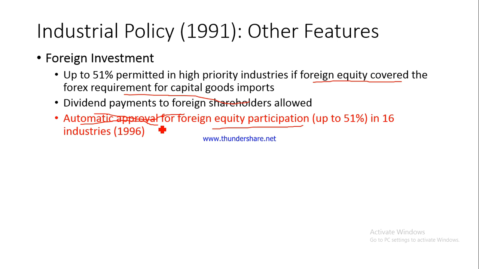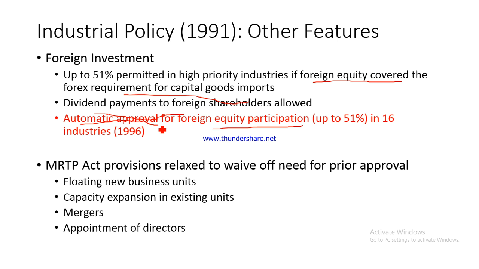These 16 industries, the foreign equity participation is 51%. For that, they don't have to take any approval, and the approval was deemed to have been automatically given. So this was how the Indian economy was integrated more closely with the global economy, and this now is an example of globalization of the Indian economy.